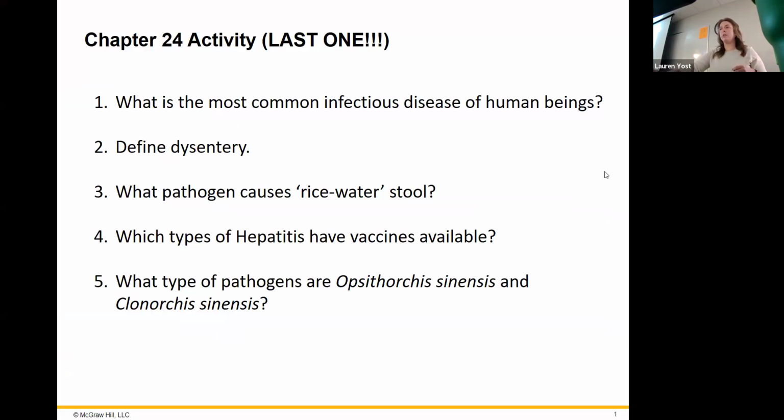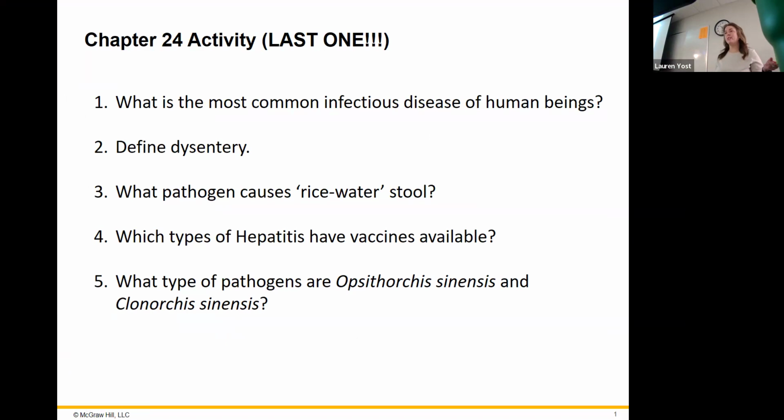So chapter 24, we're dealing with the genitourinary diseases, and most of them are STIs. Not all of them, but most of them are definitely STIs. But first, let's talk about chapter 23.